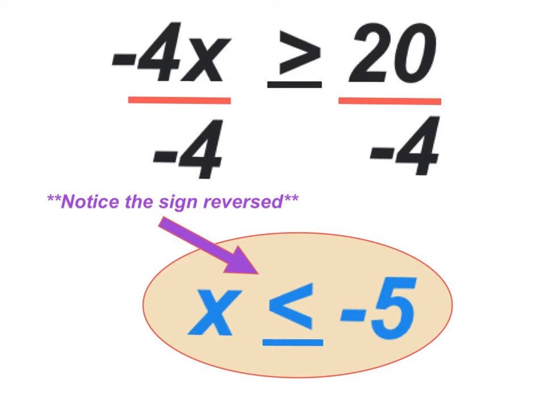Then my second step here in the two-step is to divide both sides by negative 4. And what happens is over here, 20 divided by negative 4 gives me negative 5. But notice what happens here. Notice that I take my inequality symbol and I flip it around the other direction.